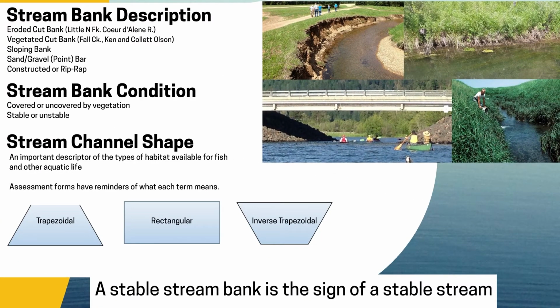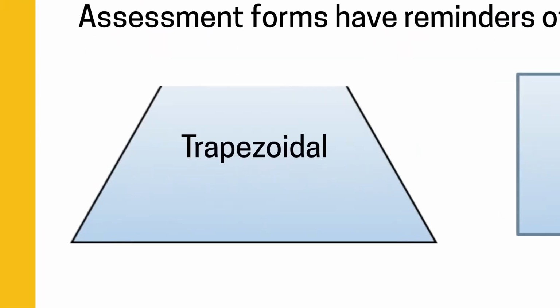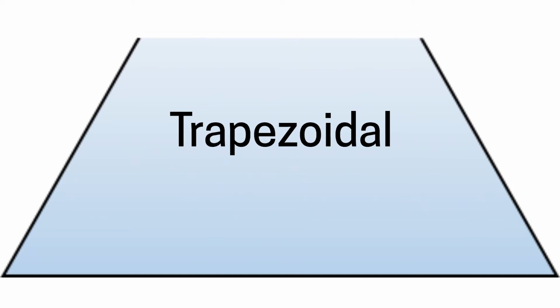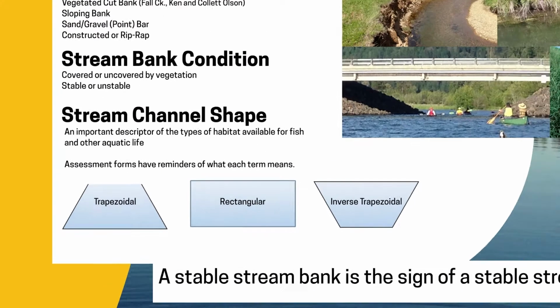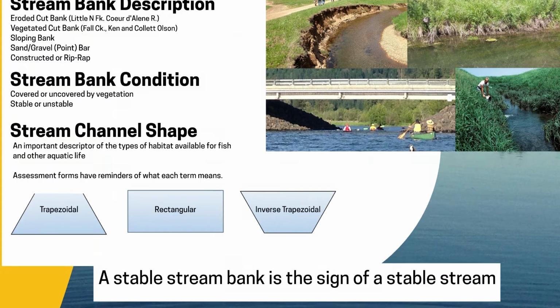The stream channel shape describes whether the bank is sloping, vertical, or undercut. These are described as inverse trapezoidal for sloping banks, rectangular for vertical banks, and trapezoidal for undercut banks. Your assessment form has each shape described, so you don't have to remember the difference between, say, trapezoidal and inverse trapezoidal. Check the one selection for the left bank, then repeat for the right bank.